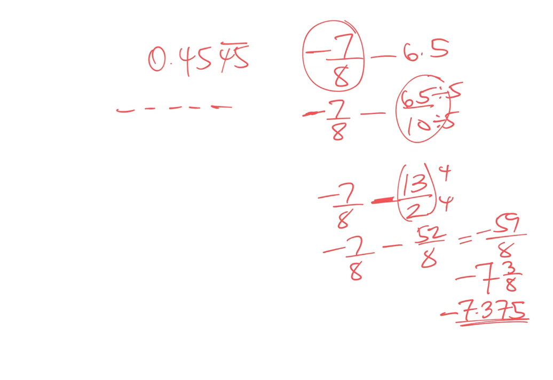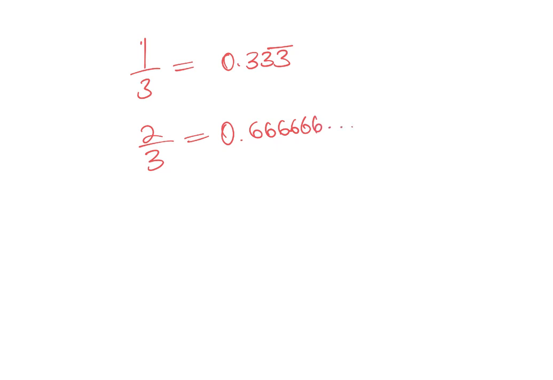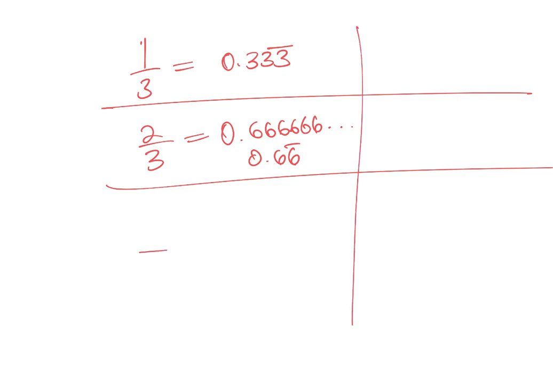There are famous fractions you should be aware of. 1/3 can be written as 0.333, repeating. 2 over 3 can be written as 0.6666, repeating, right? So 0.6, let's put a bar like that. That's an example. So that is one thing to keep in mind, that 1/3 and 2/3 are very famous fractions that turn into repeating decimals that you should be familiar with.